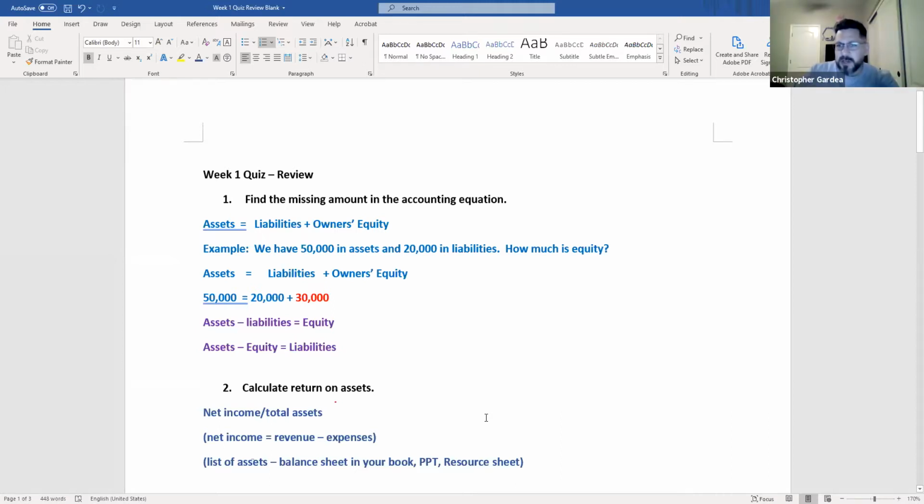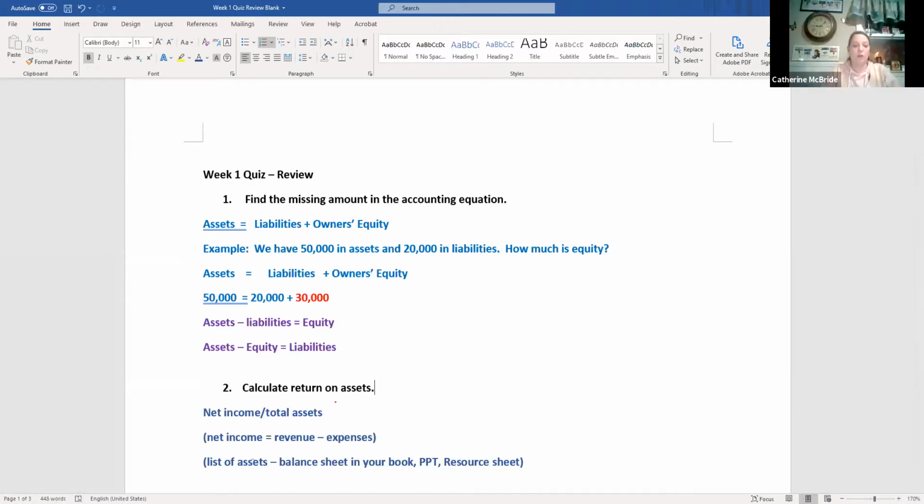The resource sheet, where's that at? So first of all, I posted in the announcements. Okay, there's two of them. One is in your book and in the PowerPoint slide. That one is the one that has, I'm going to just put this up here. One is in the announcements and the course resources.